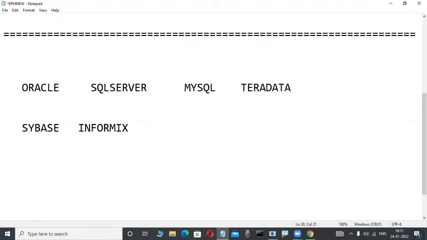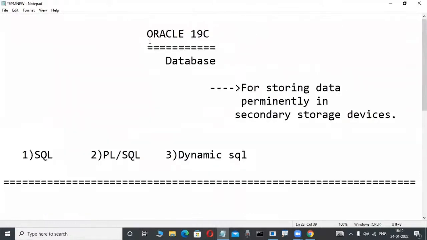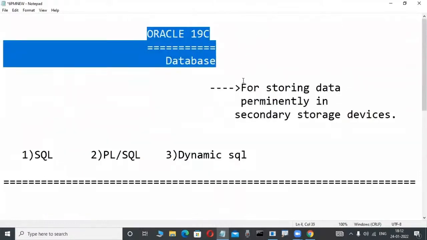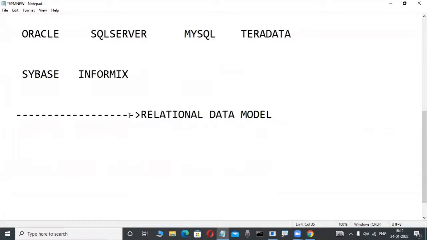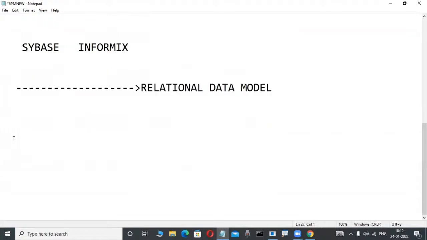These products are all relational databases, or these products are all implemented based on the relational data model. The relational data model is a concept. You must be familiar with it before we start. If you are interested to learn these types of courses or products, minimum knowledge is required. Now observe here. What is this data model first? What does data model mean?